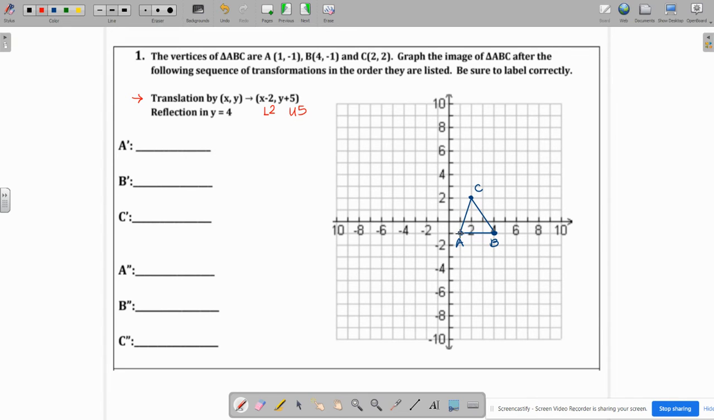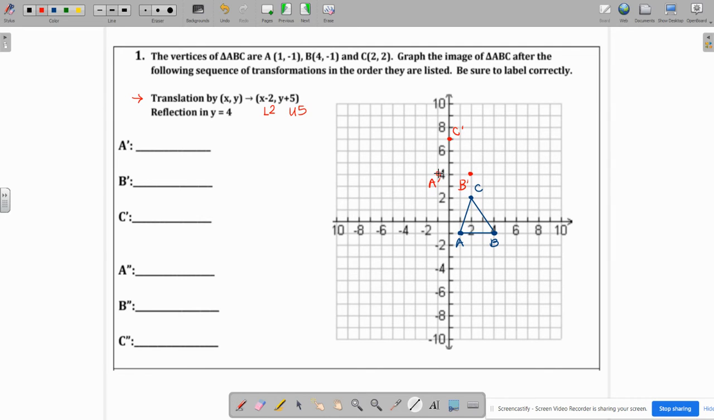So each pre-image point, I'm going to move to the left 2 and up 1, 2, 3, 4, 5. And this is our first image, so we would label this A prime. So again, left 2 and up 1, 2, 3, 4, 5. So this is going to be B prime. And then C, we go 1, 2 to the left, 1, 2, 3, 4, 5 up. And you can see that I'm labeling them A prime, B prime, and C prime.